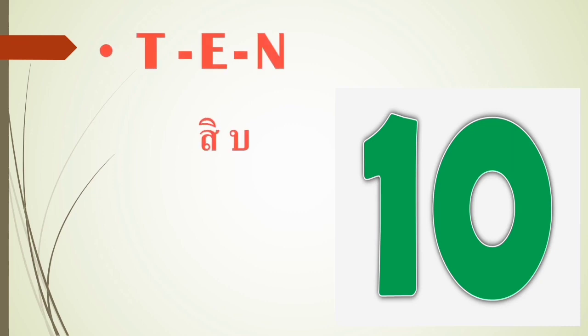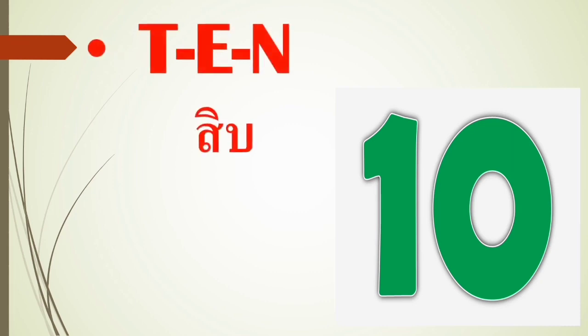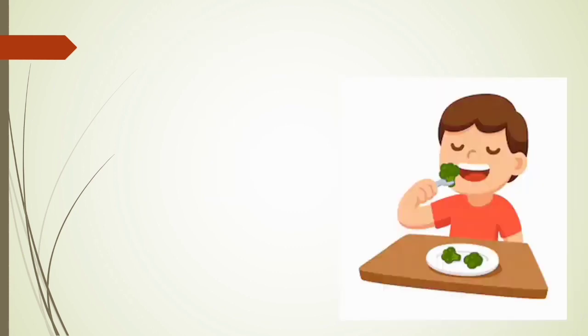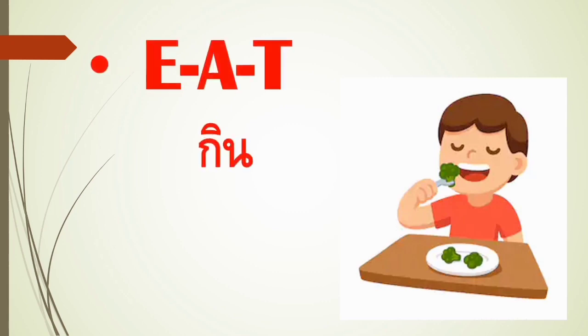And our next vocabulary word is ten. Everybody, ten. T-E-N, ten. Third is eat. Again, eat. E-A-T, eat.